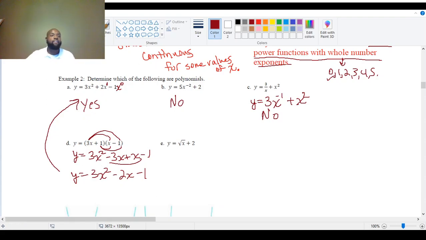So I'm going to undo that. I was getting ahead of myself. But yes, this is x to the second power. That's to the first power. That's x to the 0 power. So yes, that is a polynomial function.